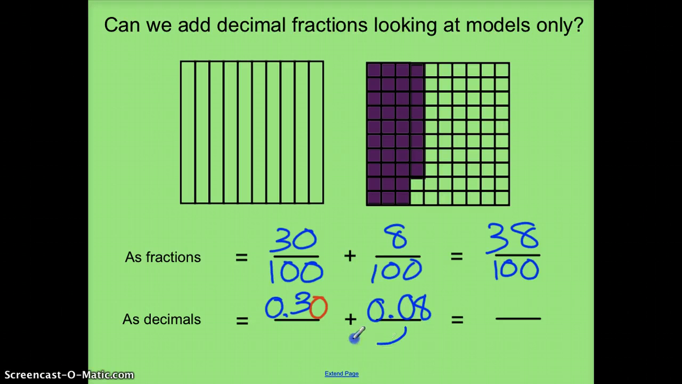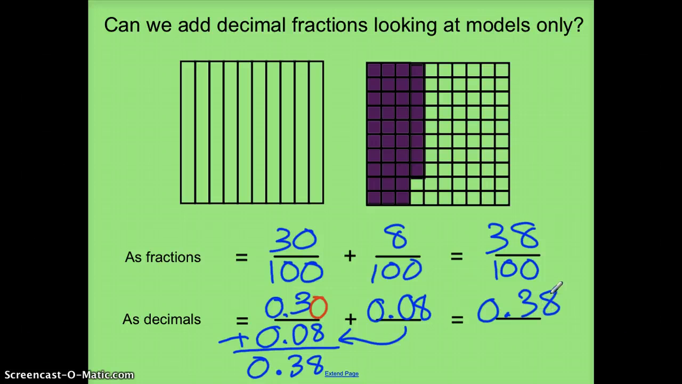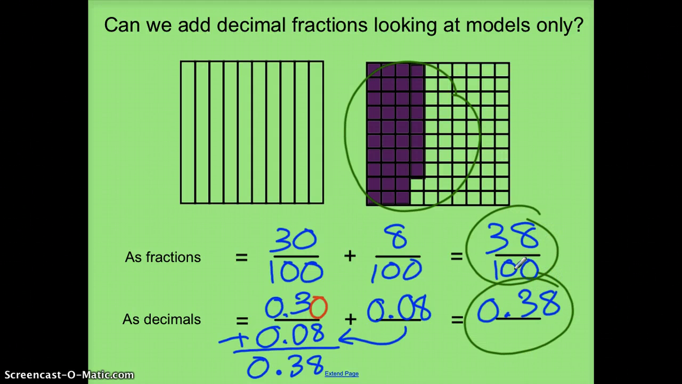Now one thing, if you need to do this to help you, it's a good way to double check yourself, is to stack the numbers like you're used to doing, just to make sure you don't make a mistake. 0 plus 8 is 8, 3 plus 0 is 3. Don't forget to line up your decimal, and 0 plus 0 is 0. So 30 hundredths plus 8 hundredths equals 38 hundredths. So I should have the same answer once, twice, 3 times. And they all look like they match 38 hundredths.